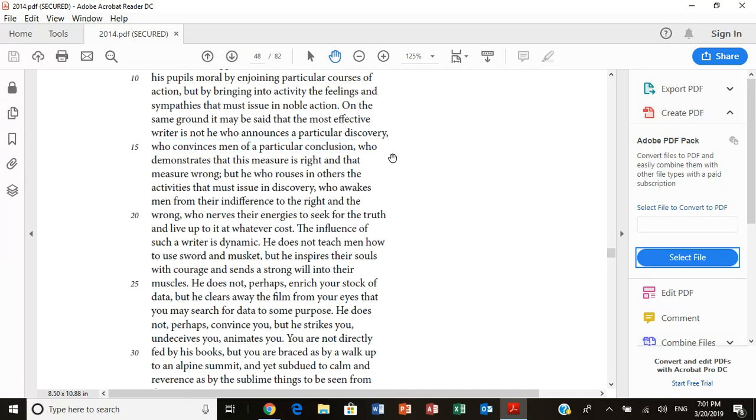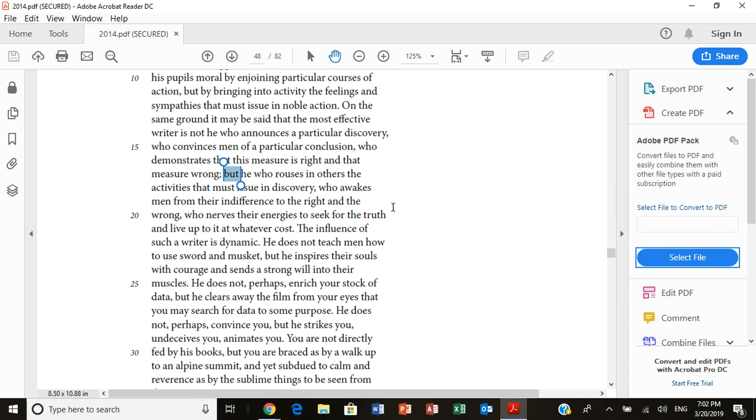On the same ground, it may be said that the most effective writer is not he who announces a particular discovery, who convinces men of a particular conclusion, and we've got the third one now, who demonstrates that this measure is right and that measure is wrong, semicolon, but, okay, and we need that semicolon there because we have this comparative element with several commas within, so we can't just use another comma. But, and here's what you want, okay, right? This is what a good writer should do.